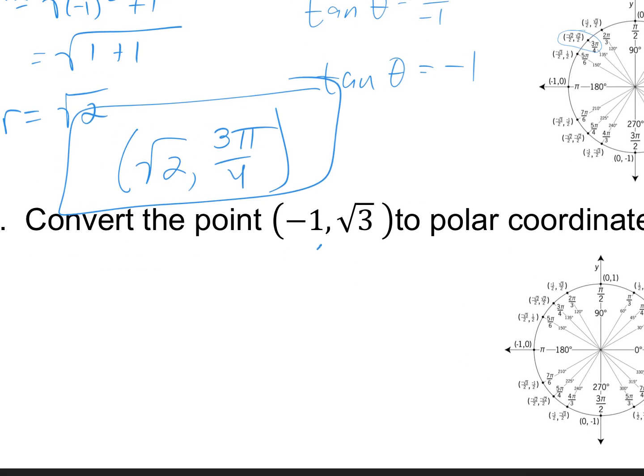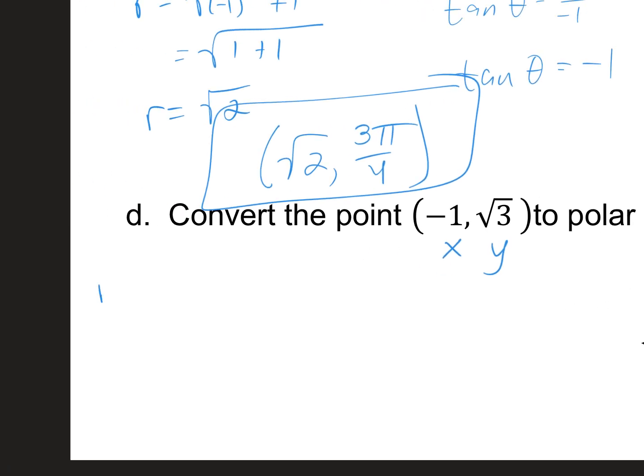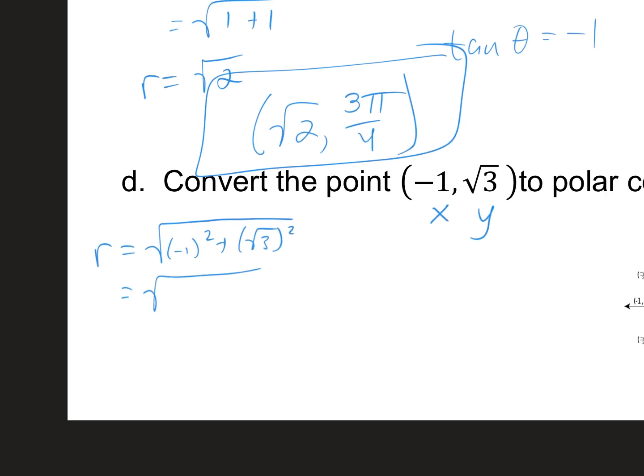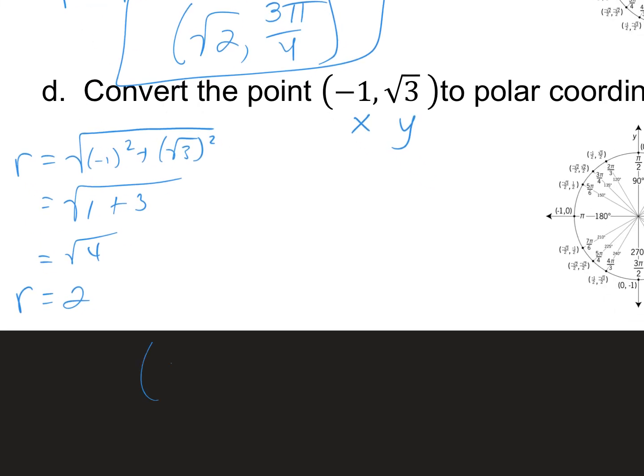They gave me an x and a y. They're not beautiful, but that's okay. The first thing I'm going to do is find r. So I say r equals the square root of negative 1 squared plus the square root of 3 squared. Negative 1 squared is 1. What is the square root of 3 squared? Square root of 9, which is 3. Sorry, just 3. So 1 plus 3 is 4. What is the square root of 4? 2. So your r value here is 2.